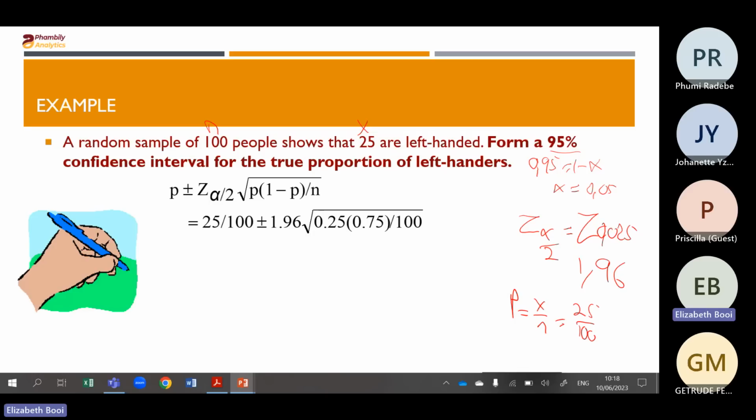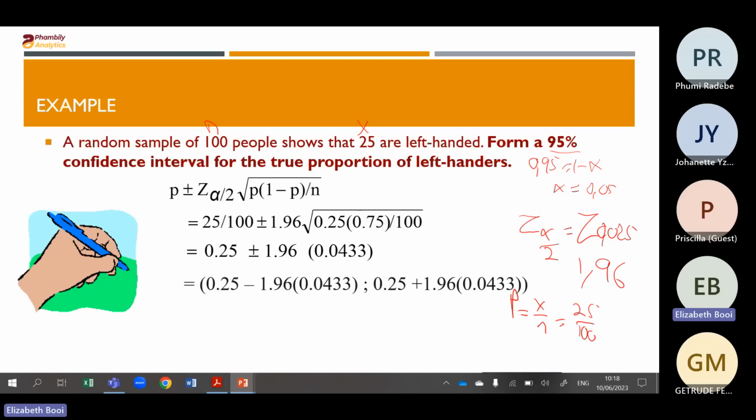I've substituted it into the formula on here, which is 25 divided by 100 plus or minus 1.96, which is our critical value, times the standard error, which is 0.25 times 1 minus 0.25, which is 0.75, divided by n, which is 100. We get 0.25 plus or minus 1.96. If I calculate everything, including the square root, I find 0.0433 and multiply with 1.96 to find my margin of error or sampling error.